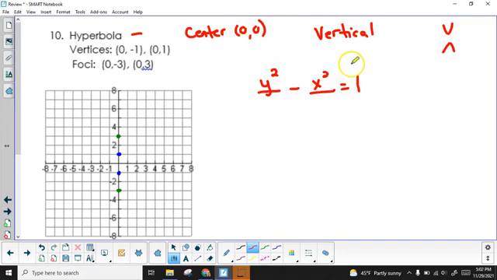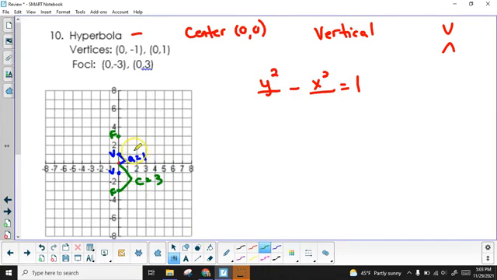And now we need to find out what those a and b values are. So let me go ahead and plot my center point here also. Now, you might find it helpful to label what these points are. The vertices were at (0, -1) and (0, 1). So that's a vertex point, that's a vertex point, and these green points I have here are foci. Now, the distance from the center to the vertex, that is our a value, which is 1. And the distance from the center to a focus, that is our c value, which is 3.